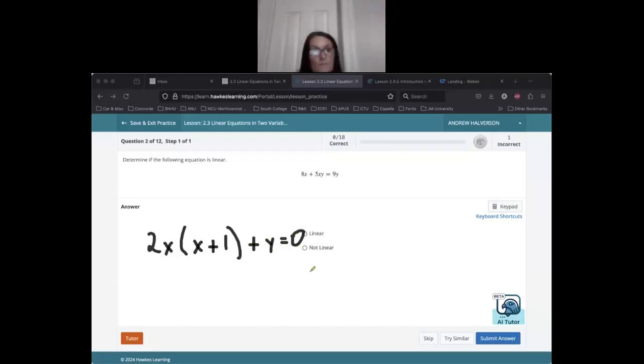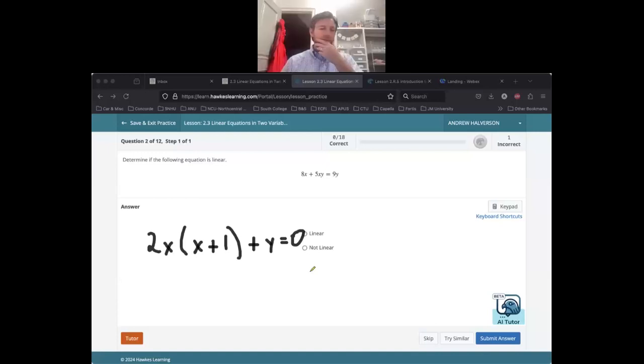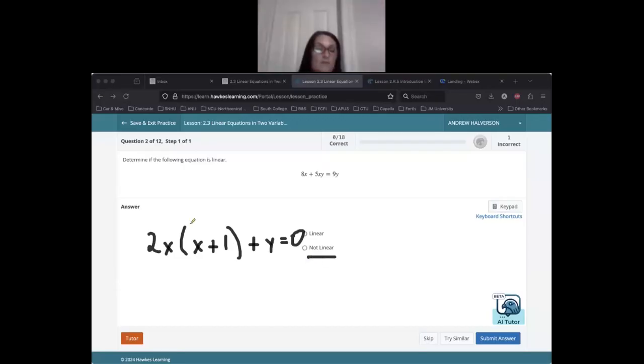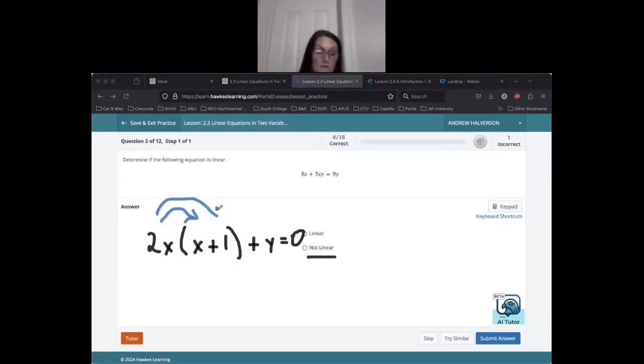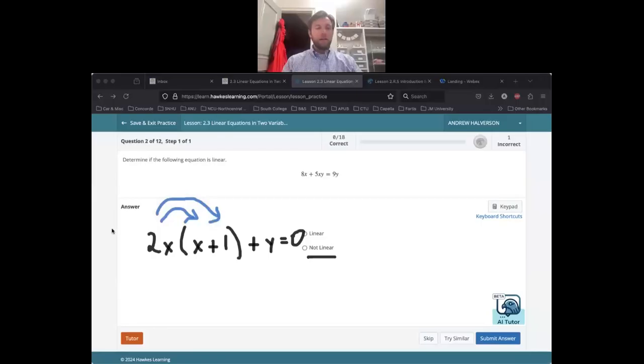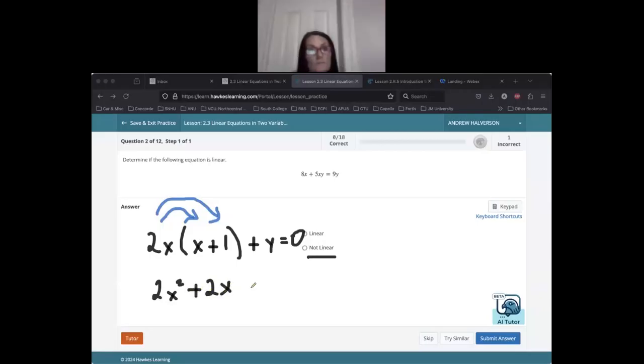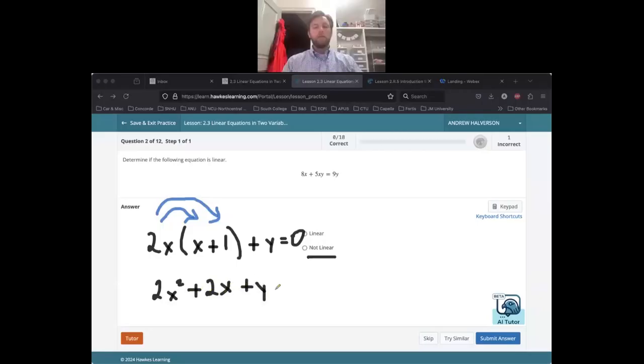Linear or not linear? I would say not, because you have 2x to the second power. You're right, it's not linear. So you're going to multiply that 2x inside. Exactly right. When we do that, we get 2x squared plus 2x plus y plus 3. Uh-oh, this thing kills it right there.